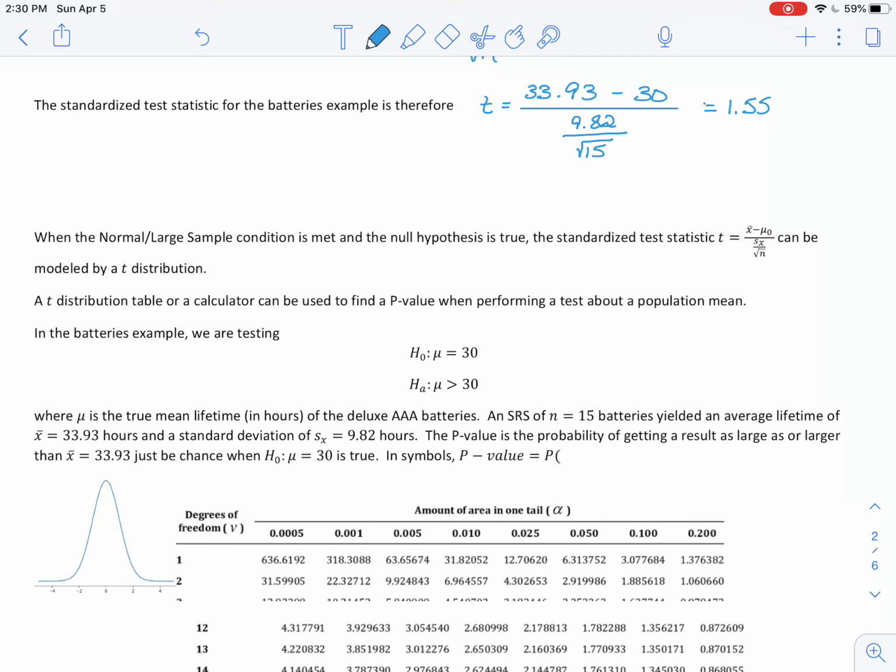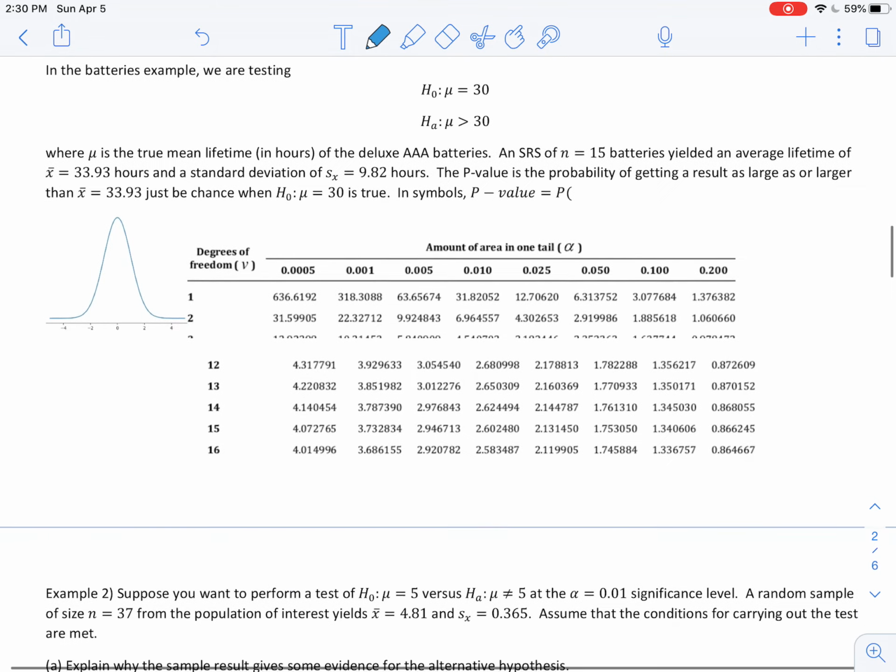Okay, so as long as you've met the normal large sample condition, then you're going to be able to use a t-distribution to model this. And as always, we are assuming the null hypothesis is true. You might find evidence that it's not, but you start out assuming that it's true. So, a t-distribution table or the calculator can be used to find our p-values. So we're going to go over both methods.